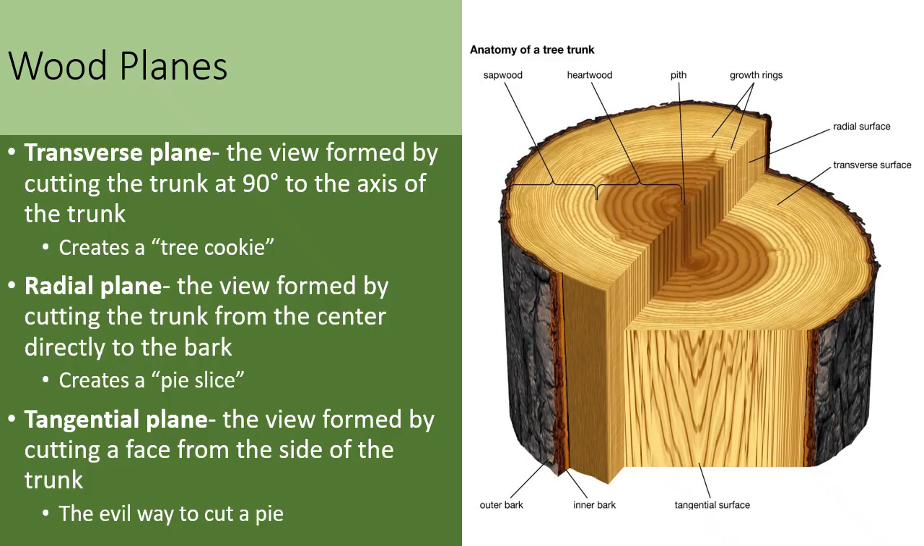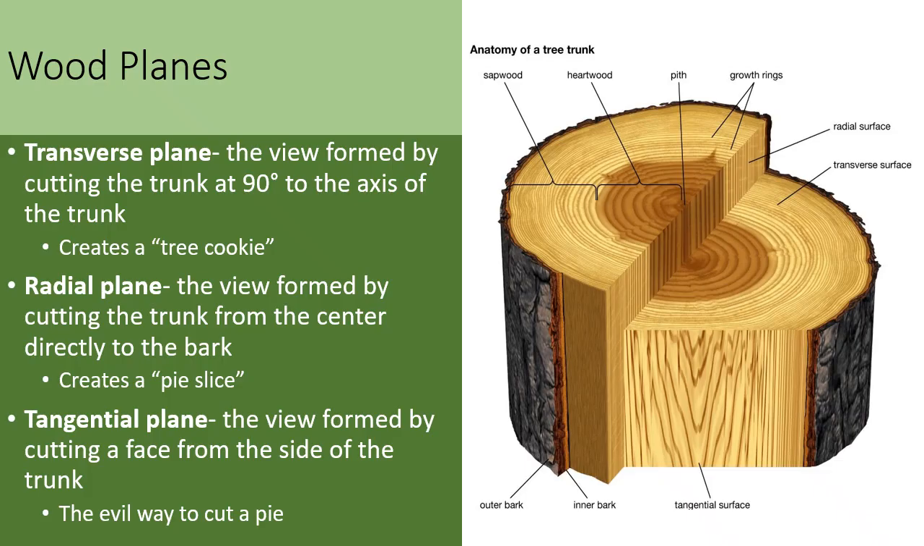This is a view formed by cutting the trunk at 90 degrees to the axis of the trunk. So if you were to take two transverse cuts through a trunk, you would create a tree cookie, and that is actually what we're going to look at in our lab this week. The radial plane is just what it sounds like. It radiates out from the center of the trunk out to the bark.